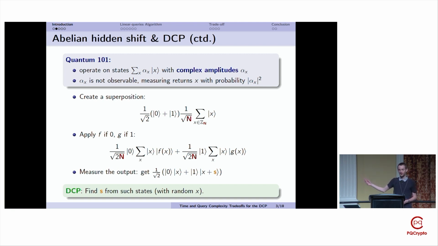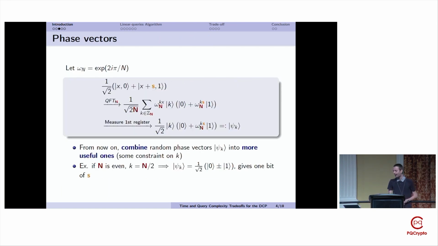Well, we also don't know x, but we have a state of this form, and it contains some information about the shift s. And basically, what we call the Dihedral Coset problem is finding s when we have such states which are given with random elements x, which is why we arrive here when we try to solve the abelian hidden shift.